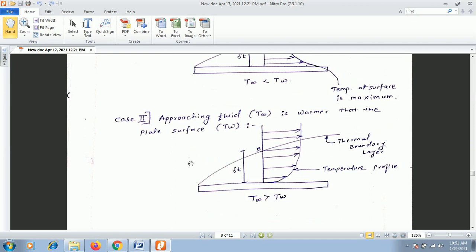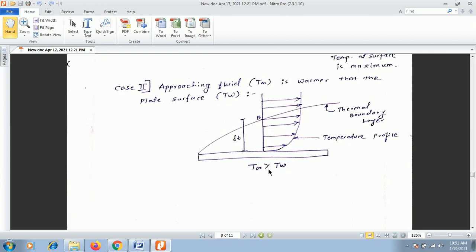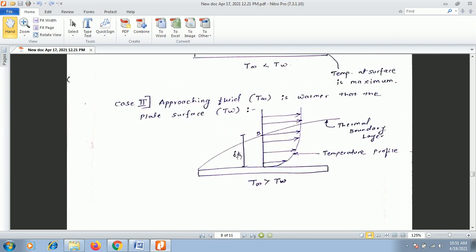While in the case where the approaching fluid is warmer than the plate surface, at the surface the heat transfer is going to take place from the fluid to the surface. So the minimum temperature occurs at that point, while the maximum temperature occurs away from the surface. That is, the maximum temperature of the fluid will occur away from the surface, and the vertical distance at which this thermal boundary layer exists is denoted by delta T. It is called the thermal boundary layer.